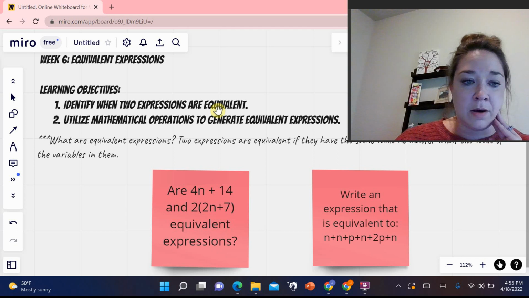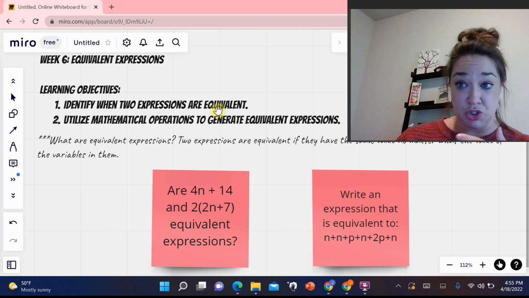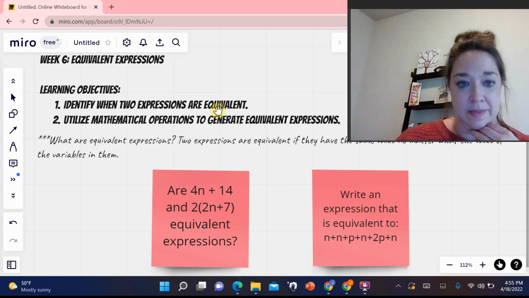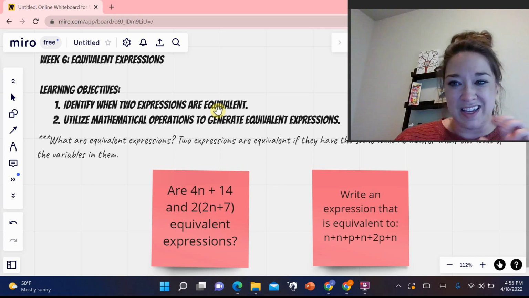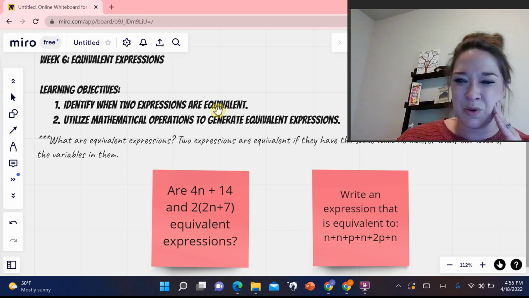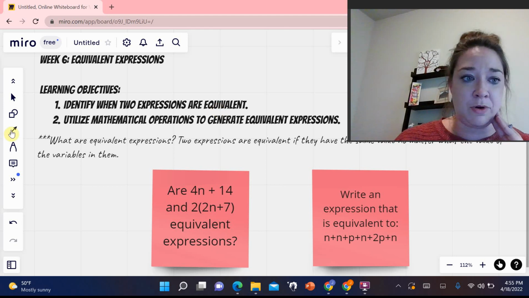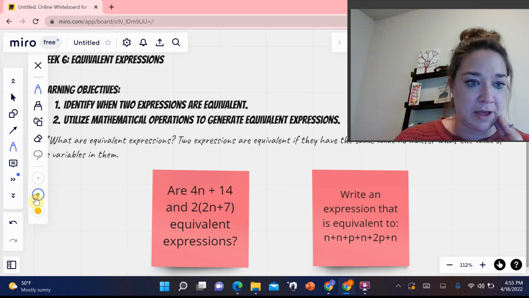So our definition of equivalent expressions is that two expressions are equivalent if they have the same value no matter what the value of the variables are in them. But I'm going to give you like the key to 6th grade equivalent expressions. And we're going to revisit that distributive property. And my first example is a really good reminder of that. So let me get my pen ready.